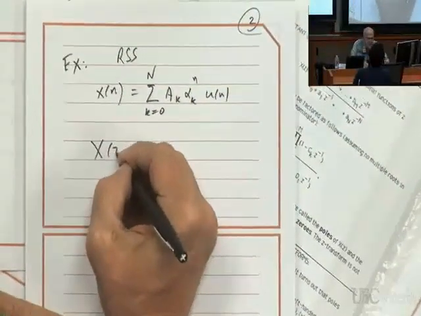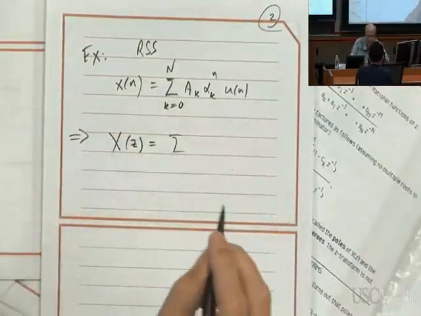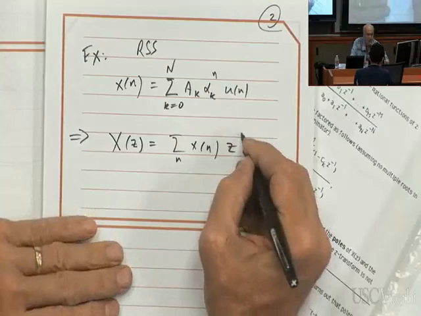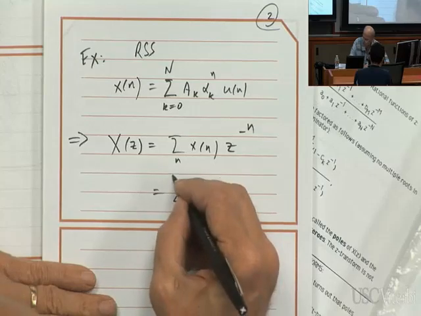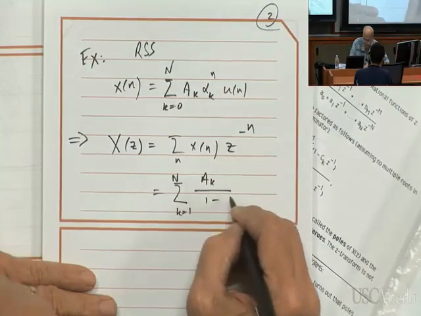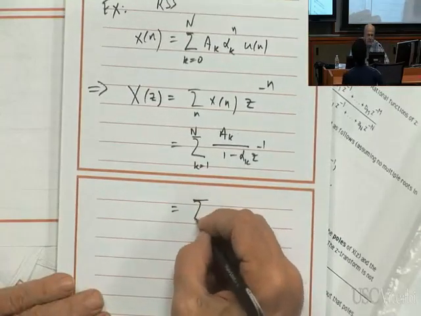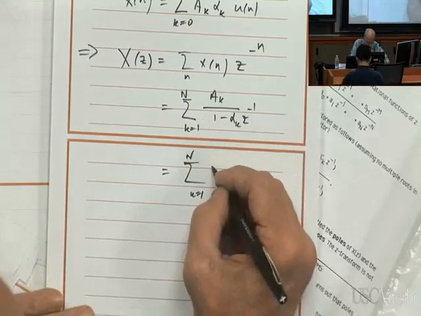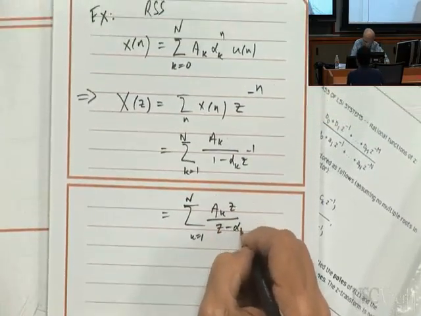So X of z would be equal to, and you see from the special case with just two inputs, I think you can see what's going to happen here. We're going to get the summation k equals 1 to N of a sub k over 1 minus alpha sub k z inverse, or that's equal to the summation k equals 1 to N. This is a little bit better form I like: a sub k times z over z minus alpha sub k.